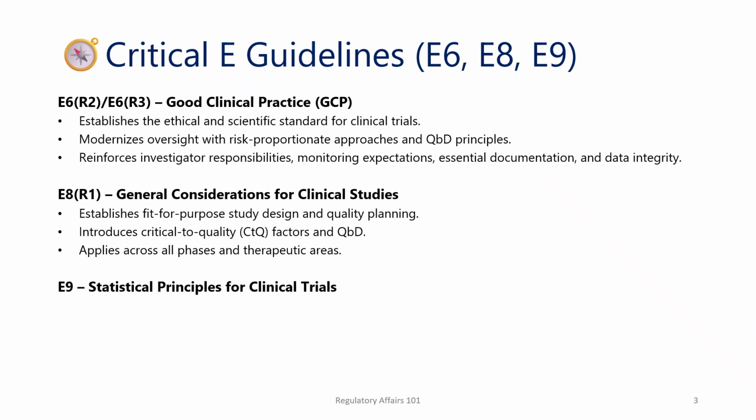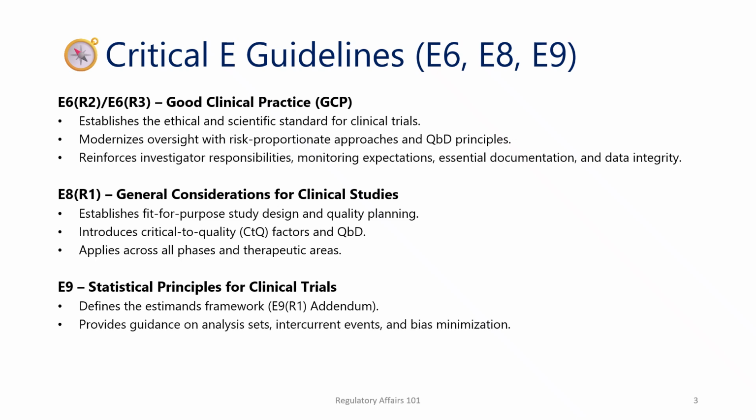E9 defines the statistical foundation of clinical trials. The E9 R1 addendum introduces the estimands framework, which clarifies how treatment effects should be defined and analyzed, especially when intercurrent events occur. It also guides analysis sets and bias minimization.